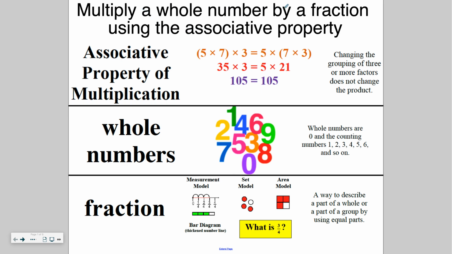and multiplying a whole number by a fraction using the associative property. The only difference is how we're going to represent our answer. So please pause, read the definitions to yourself because I'm not going to read them today since we've already seen them before. So again, pause now and press play when you're ready. You've already read the definitions.